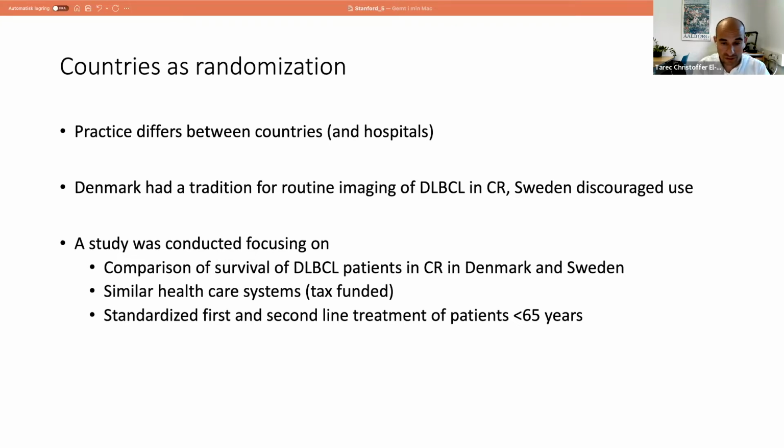And then we used this to compare outcome of patients in Denmark and Sweden that were in CR. The strength of this type of analysis is that we are very similar countries. We have similar healthcare systems, fully tax funded, and also quite centralized treatments, although Denmark is more centralized than Sweden. Everything occurs in hospital and not in private oncology practices, for example, as it does in some countries. And treatment of diffuse large B-cell lymphoma is also very standardized, especially in the younger patient group below 65 years, that would be candidates for high-dose therapy at first relapse.